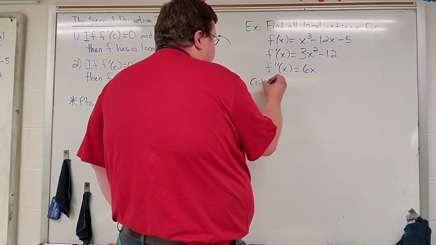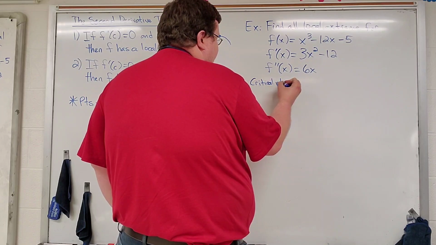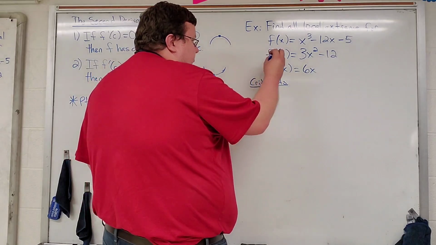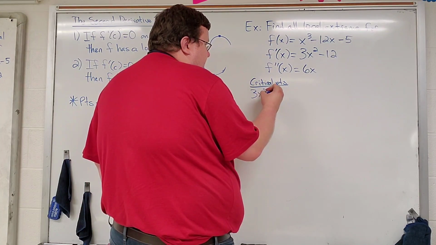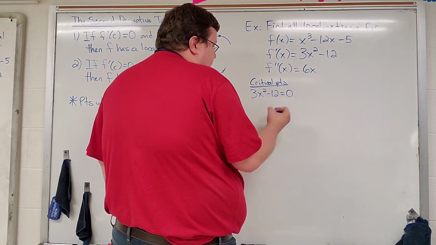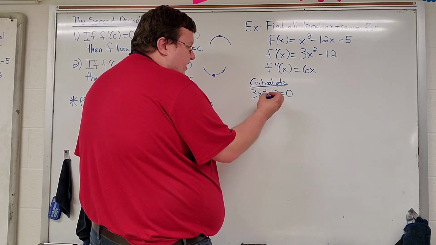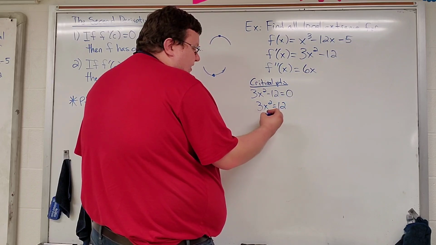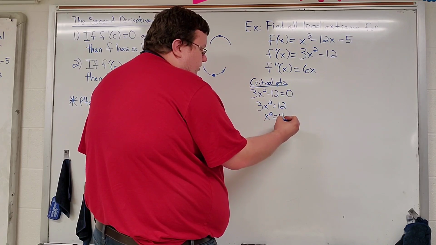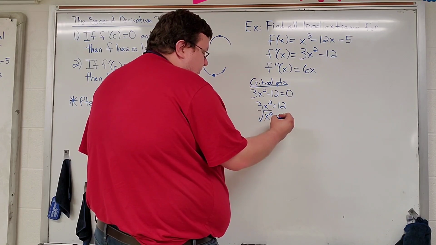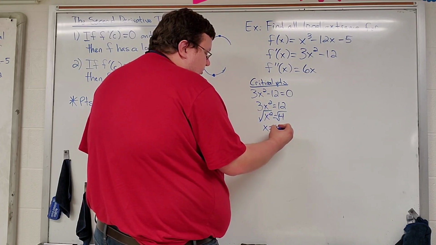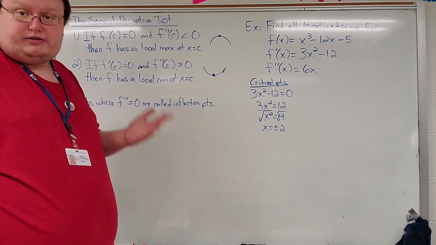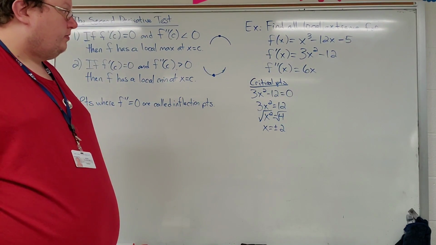So we'll find our critical points. Critical points are where the first derivative equals 0. So 3x squared minus 12 equals 0. Set that equal to 0 and we'll solve that. So we'll add 12 to both sides. We get 3x squared is equal to 12. We'll divide by 3. X squared is equal to 4. We'll square root both sides. And we get x is equal to positive or negative 2. So our critical points are at positive and negative 2.